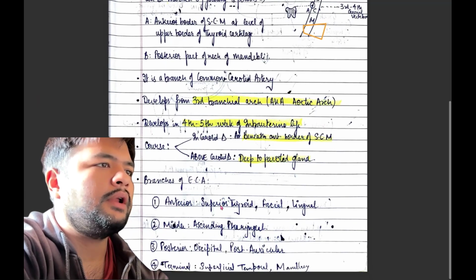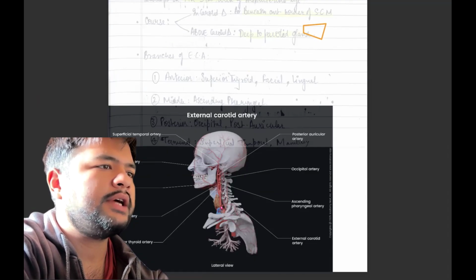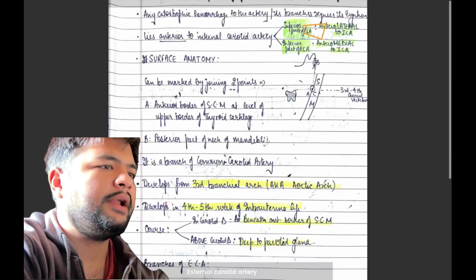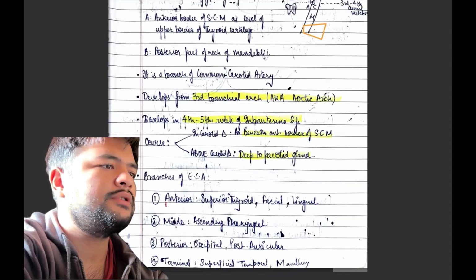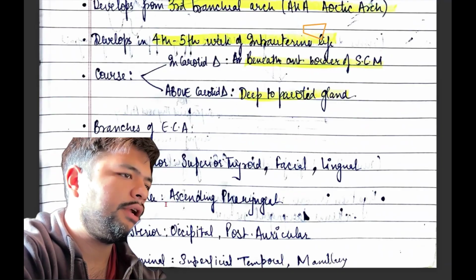Okay, so now coming to the branches of the external carotid artery. In this diagram, we will be referring to the branches. Let me take you to the written part first. The branches can be divided into four parts: anterior, middle, posterior and terminal.